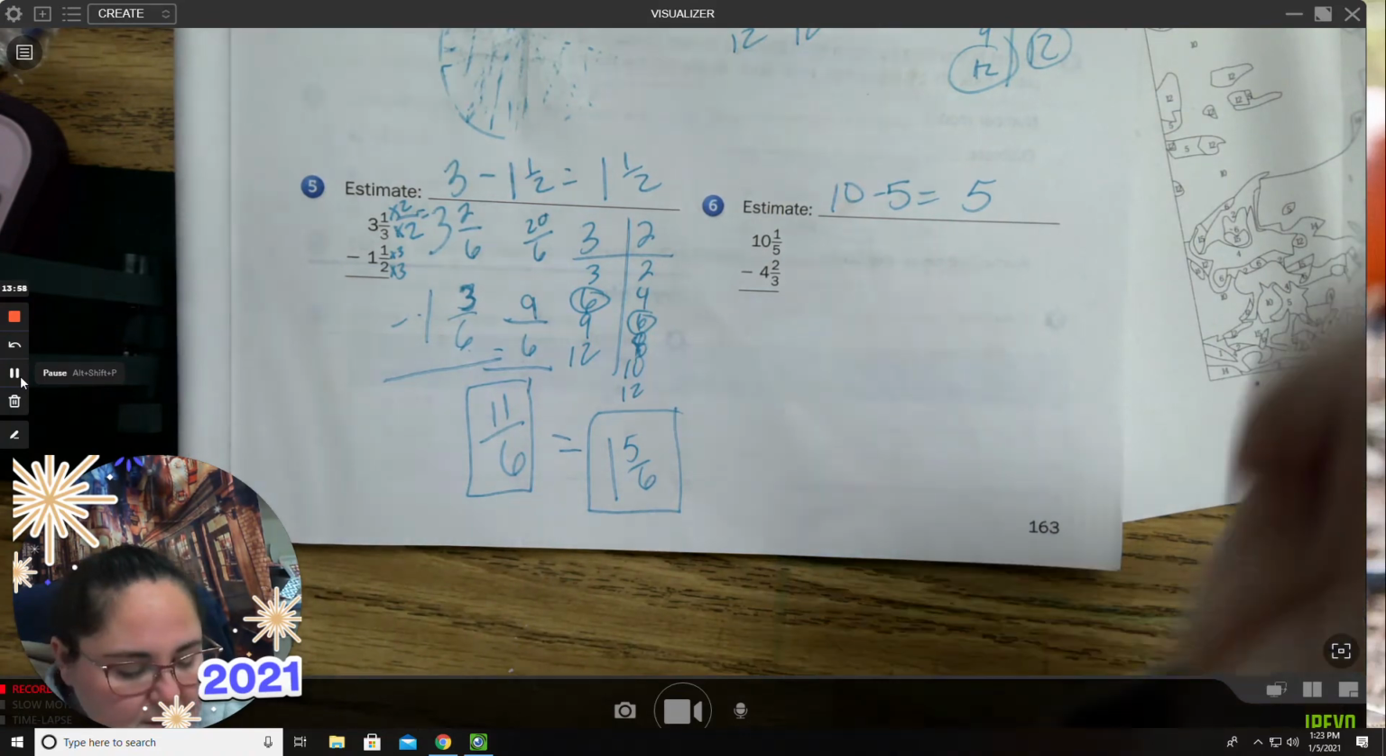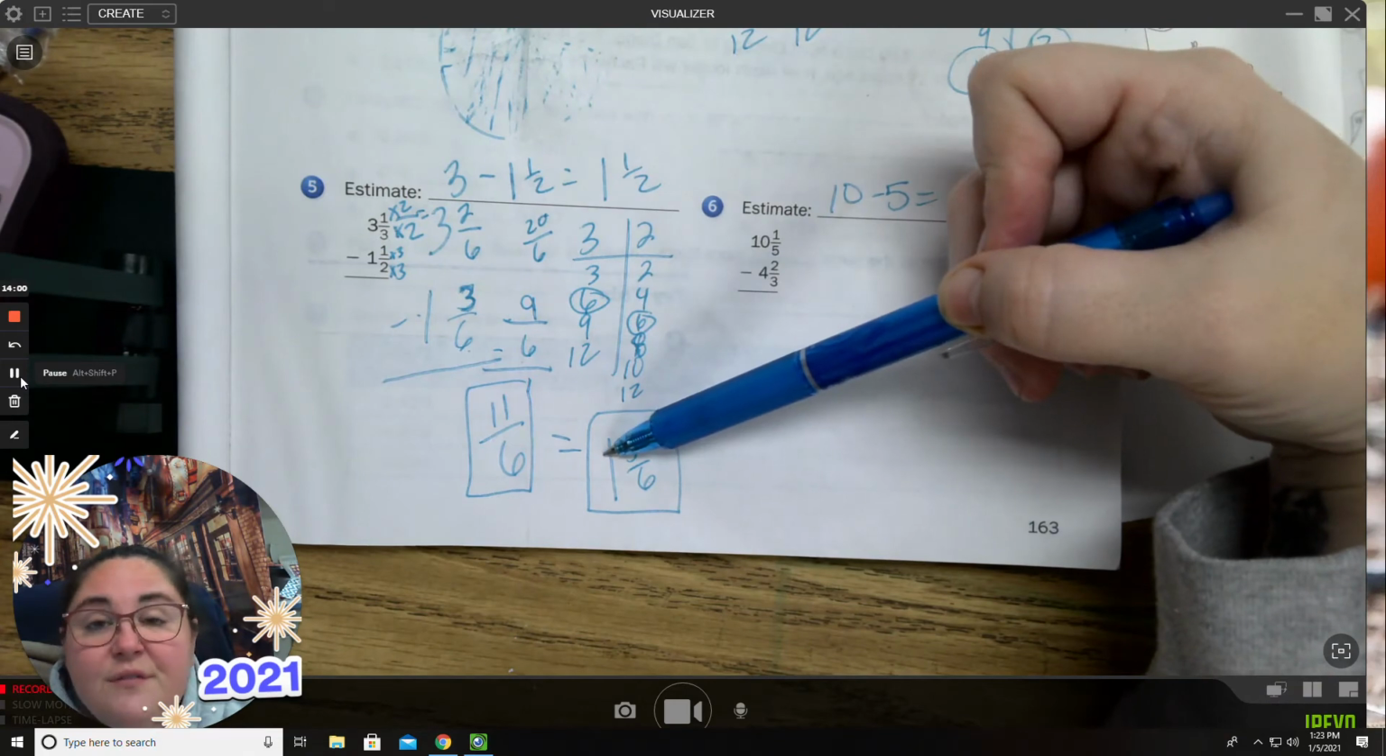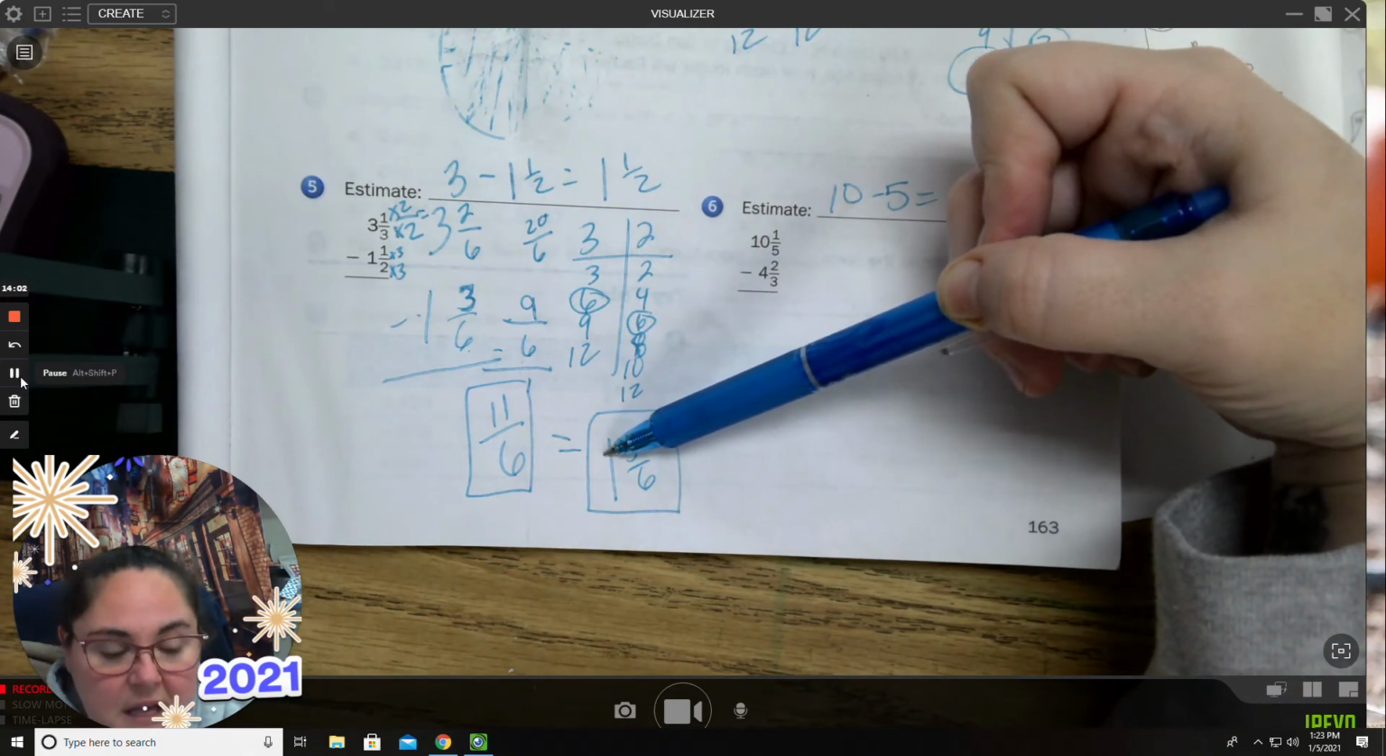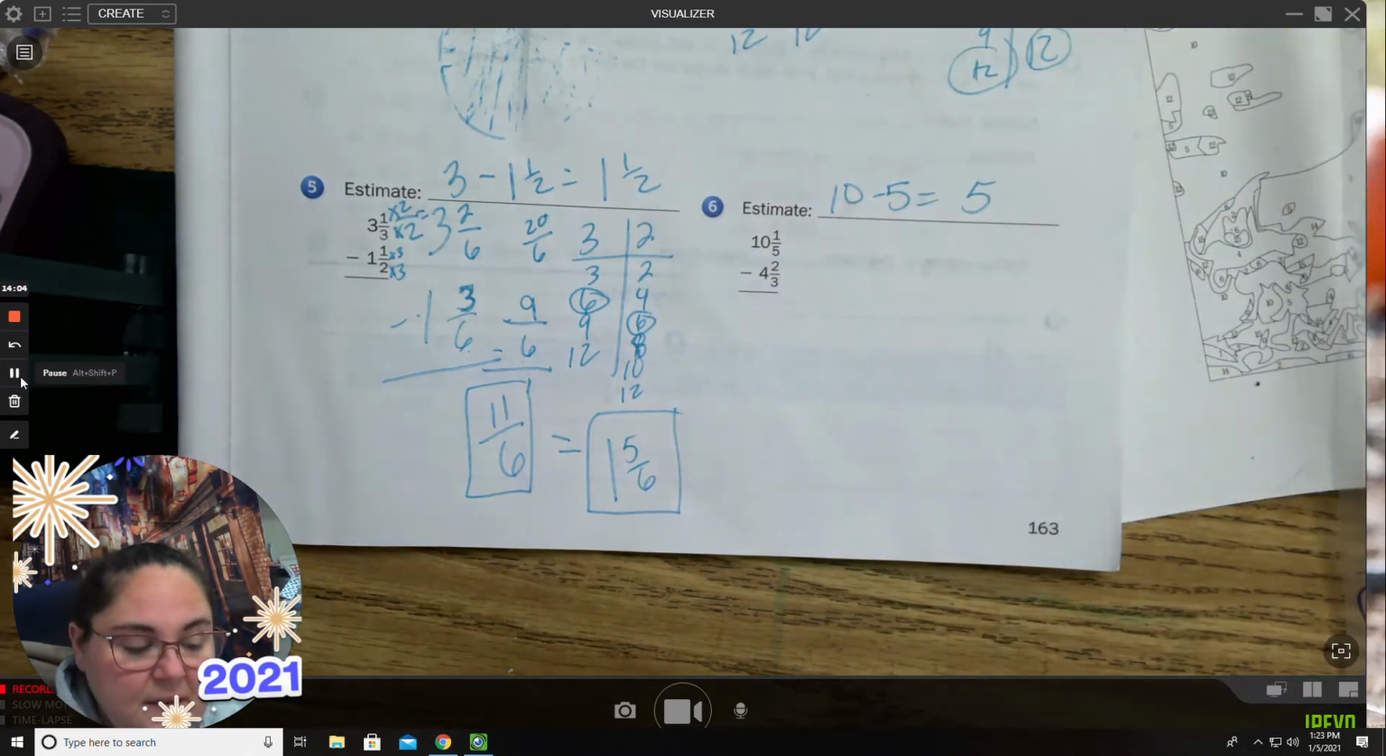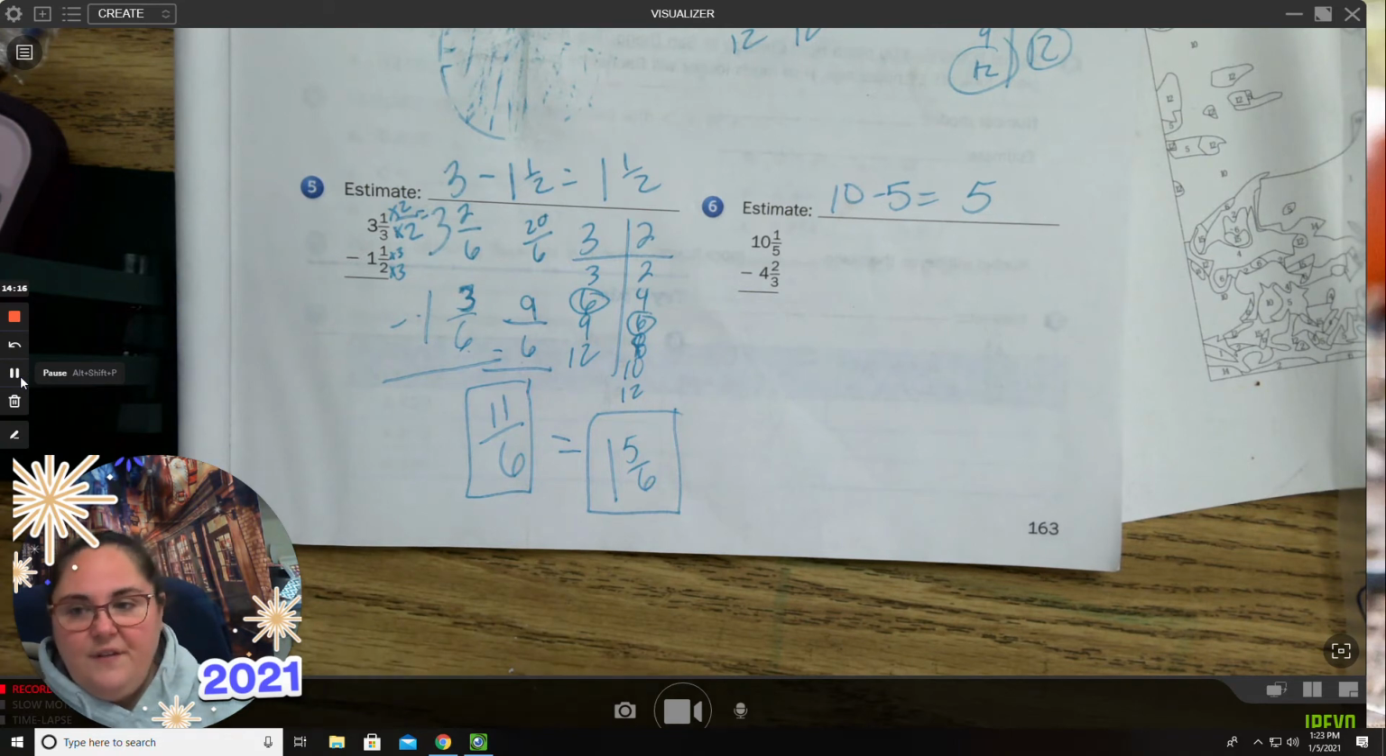I want you to do any method you choose. If you want to make them as improper fractions first, fine. If you want to rename like we did earlier in the lesson, fine. Or if you want to draw a picture, fine. Choose the way that works for you. See if you can find the answer to this question. What is 10 1/5 minus 4 2/3?